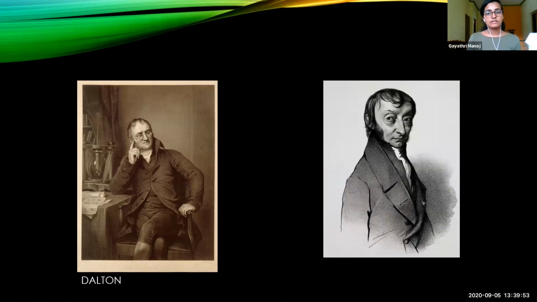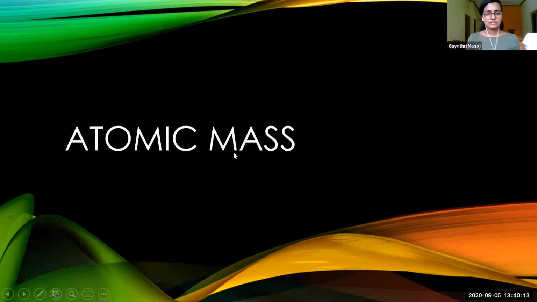So another scientist, Avogadro, came up with two terms, atoms and molecules. He said that atoms are the smallest substance and may or may not have independent existence. On the other hand, molecules are made up of two or more atoms. Now, let's see what is atomic mass.